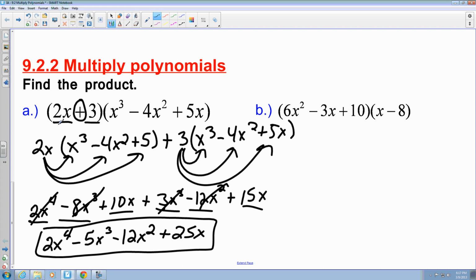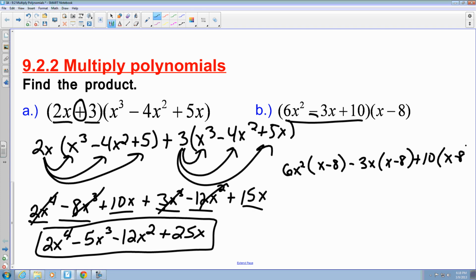Now what I have to do for B is I have 6x squared minus 3x plus 10, and I'm multiplying it by x minus 8. So what I'm going to do is take my 6x squared and multiply it by x minus 8. And then I have this subtraction problem right here, so I'm going to go minus 3x multiplied by x minus 8, plus 10 multiplied by x minus 8. So now I get to distribute these values.